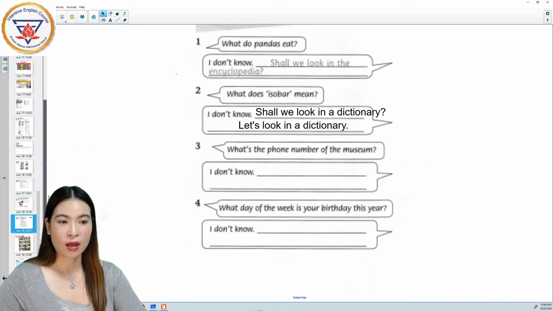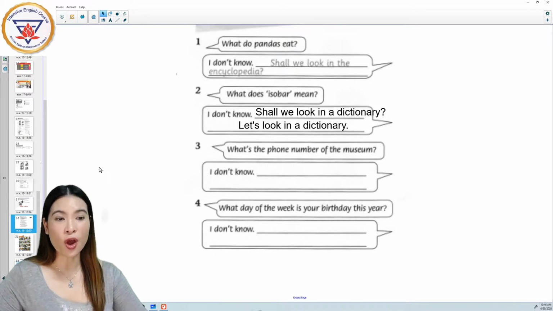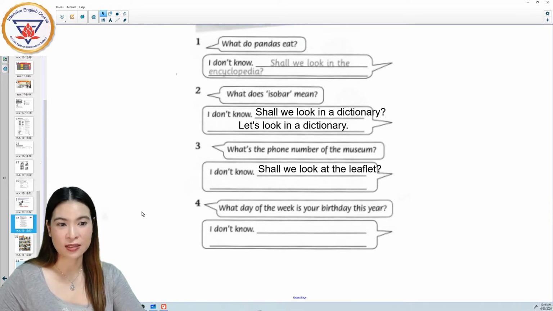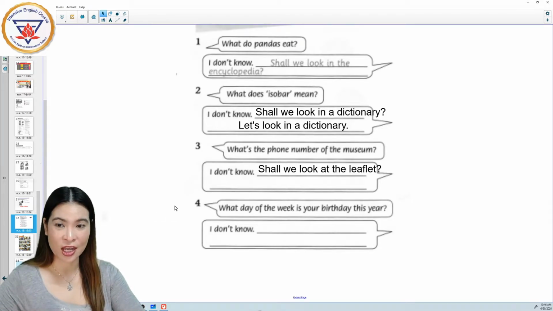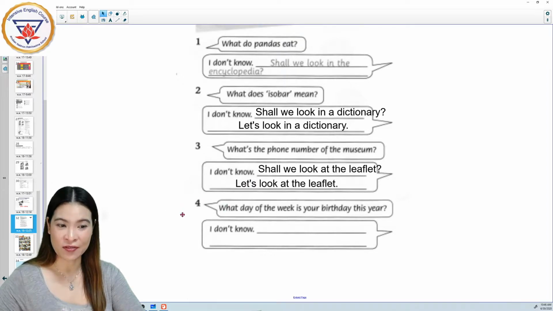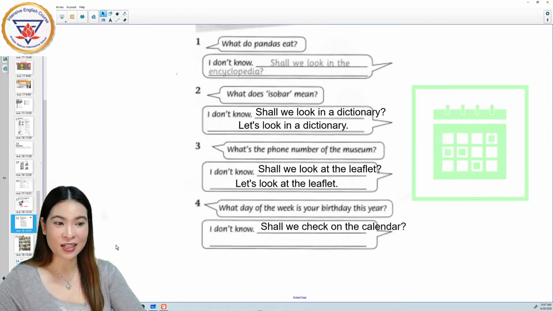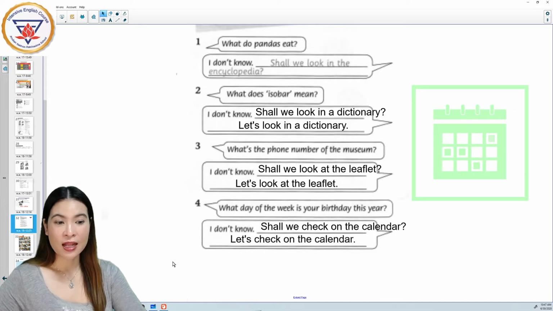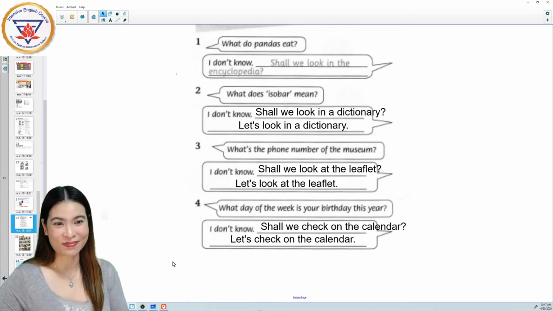Number 3, what's the phone number of the museum? I don't know. Shall we look at the leaflet? Or, what is it? You can guess now. Let's look at the leaflet. Number 4, what day of the week is your birthday this year? I don't know. Shall we check on the calendar? Or, let's check on the calendar.